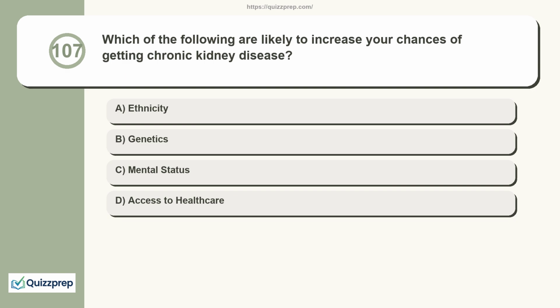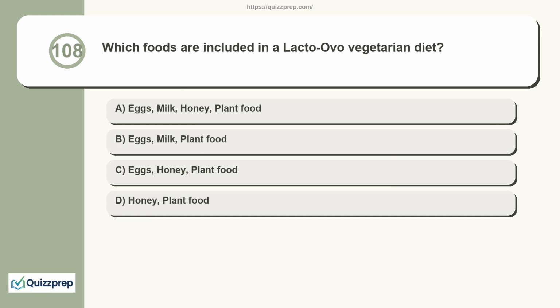Question 107. Which of the following are likely to increase your chances of getting chronic kidney disease? Ethnicity, genetics, mental status, access to healthcare. Question 108. Which foods are included in a lacto-ovo-vegetarian diet? Eggs, milk, honey, plant food. Eggs, milk, plant food. Eggs, honey, plant food. Honey, plant food.